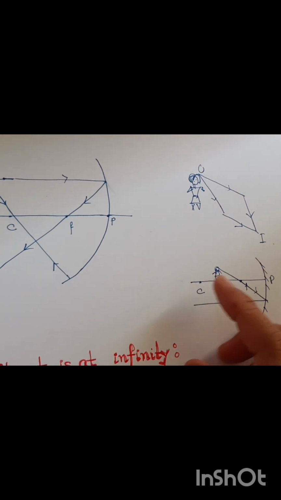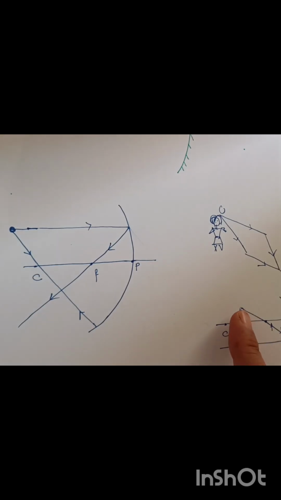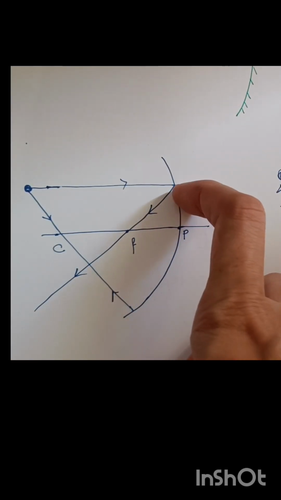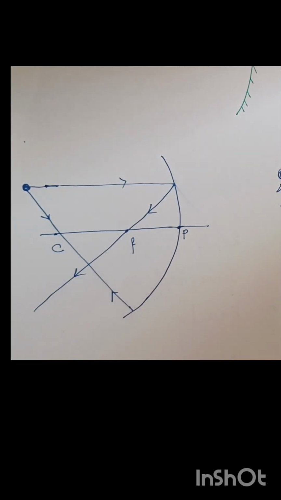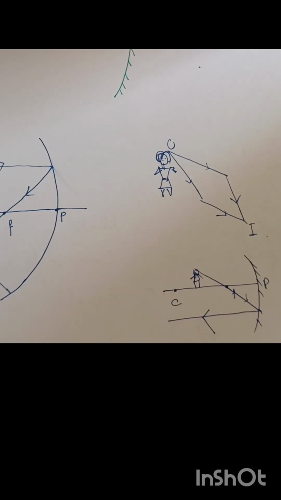When a ray is coming through the C, it will go back along the same straight line path. On the other hand, the parallel rays always go out through F, and when a ray is coming through F, it will go parallel to the principal axis. These are the three rules.